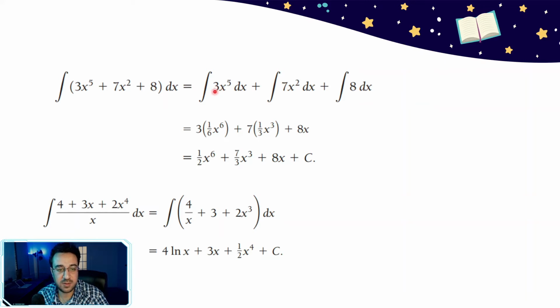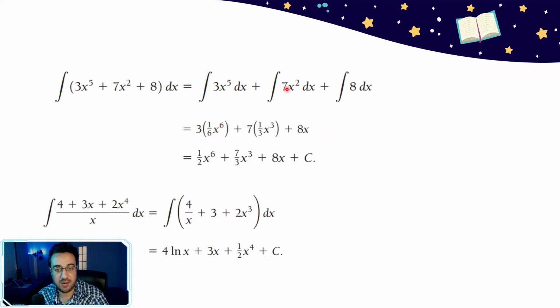What is the integration of this power rule term? It is a constant multiplied by a function that relates to the power rule. So I would push that constant outside, in this case 3, multiplied by the integration of x to the power of 5. We know that's a power rule. That's 1 over 6, which is 5 plus 1, multiplied by x to the power of 5 plus 1. That's x to the power of 6.